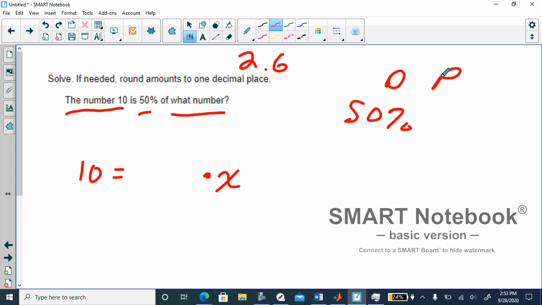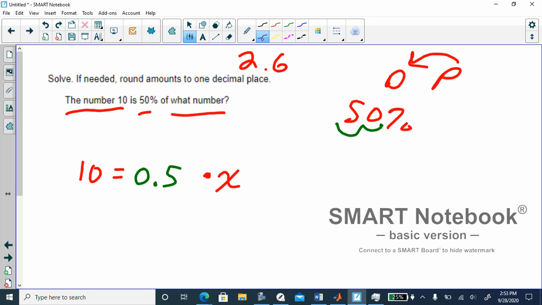So the way I recall to do this is if we put decimal and percent in alphabetical order, it would go like this. If we're going from a percent to a decimal, then we move to the left, and we move 2 places. So if our decimal starts out here, we would move it 2 places to the left. So that would be 0.50 or 0.5, and then you could put a 0 in front if you want. So that's 10 is 50% or 0.5 of what number, so times what number.